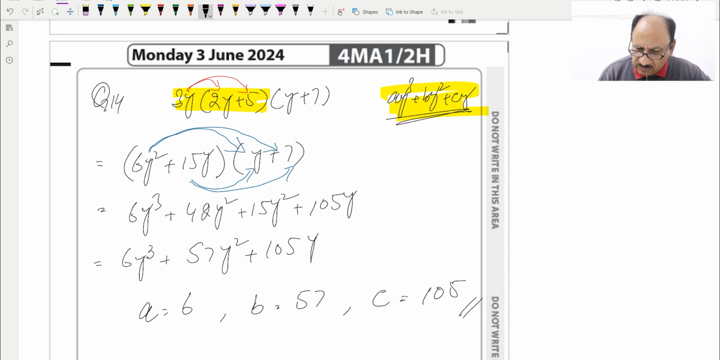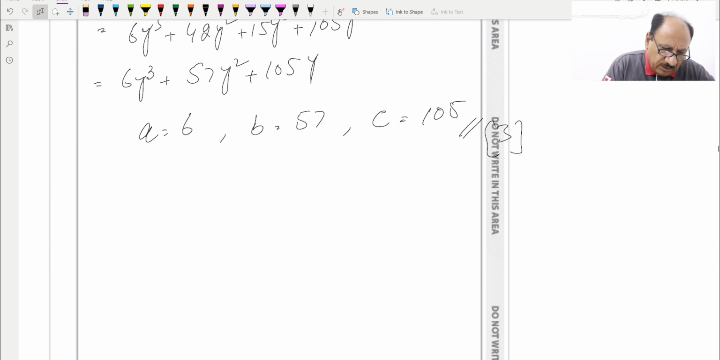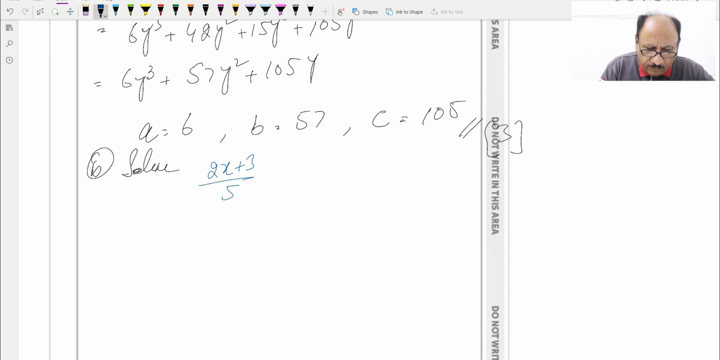And this is done. This is the 3 marks part which we have done. Hopefully you understood this. This is the a part of question number 14, and now we can solve the b part. And b part says what? It says solve, and the equation given is (2x plus 3) over 5 plus (6x minus 5) over 4 is equal to 163 over 100, and show clear algebraic working.